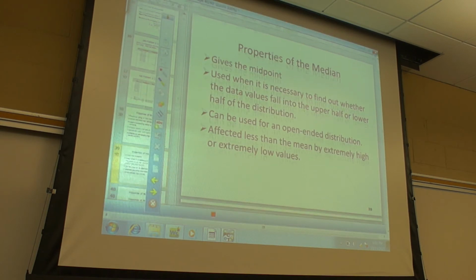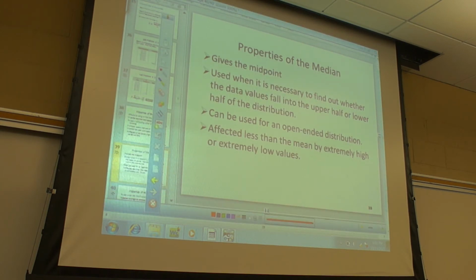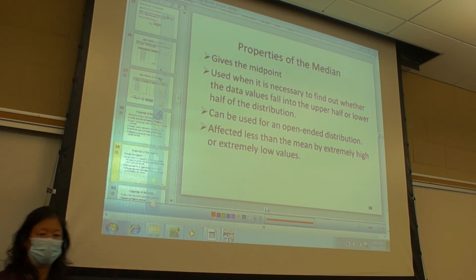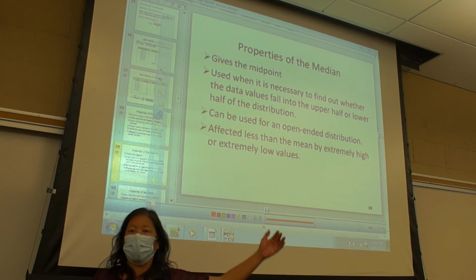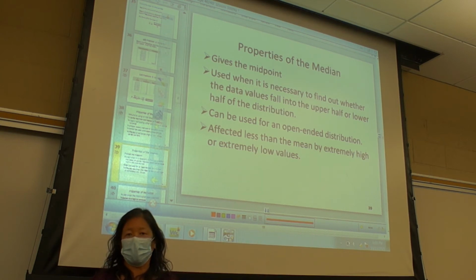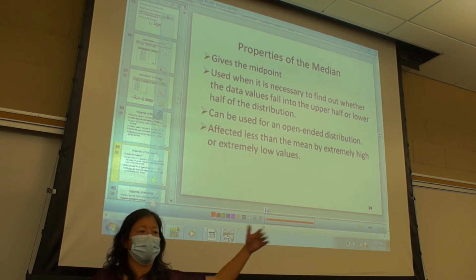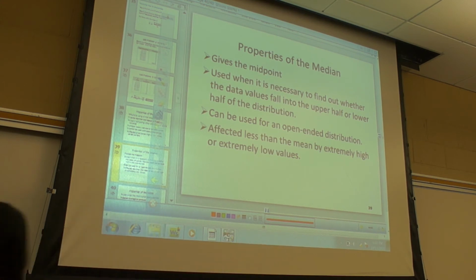Alina, go ahead and read for me. The median gives the midpoint, used when it is necessary to find out whether the data values fall into the upper half or lower half of the distribution. Can be used for an open-ended distribution, affected less than the mean by extremely high or extremely low values. Right, so that's the nice thing about the median. If the median home price is $1 million, then it doesn't matter whether the highest home price is 5 million or 100 million. It's not going to change the median. It's not affected by those outliers.